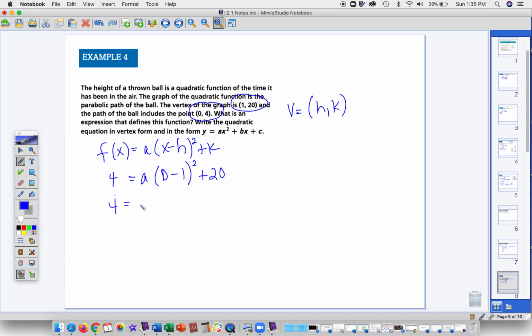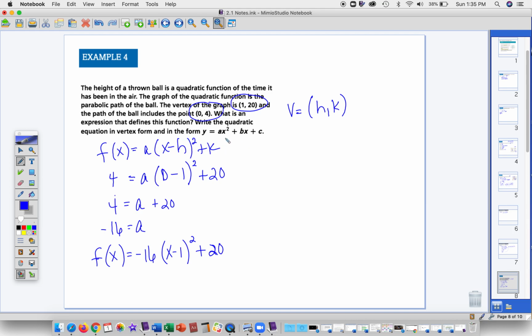So solving for a, -1 squared is 1, so it's just 1a plus 20. So subtracting 20, I get -16. So that's my a value. So our vertex form is -16 times x minus 1 squared, plus k, and k is 20. Okay, that takes care of vertex form.